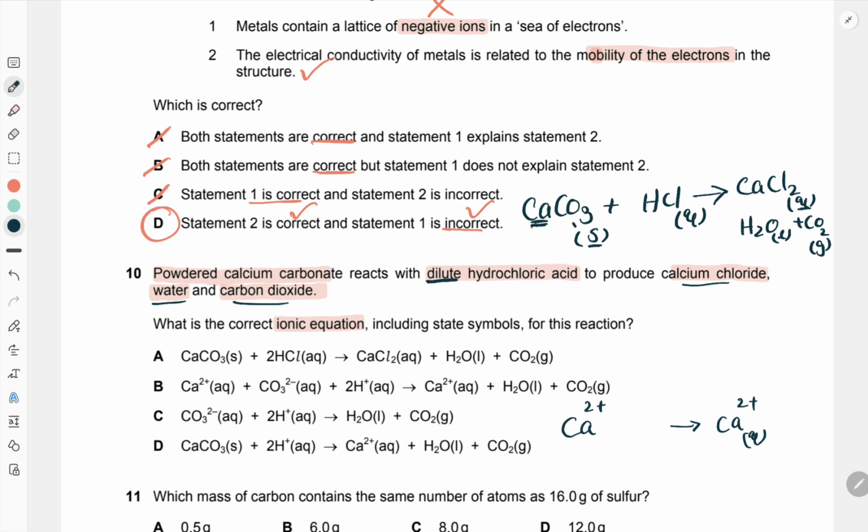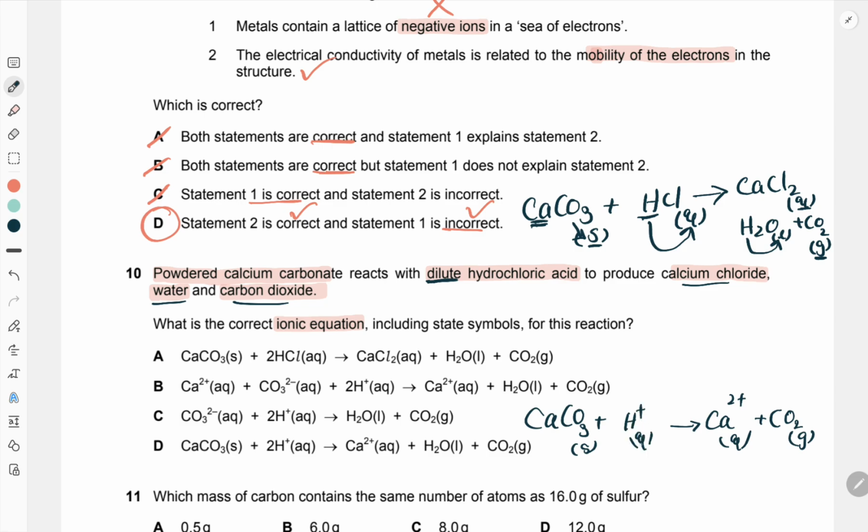Okay, now the carbonate, it is solid before the reaction and it is gas after the reaction. So I can write the full calcium carbonate because the whole thing undergoes a state change. So you can write calcium carbonate solid, and it has changed to Ca2 plus aqueous, and it has changed to CO2 gas, right? Now the other thing which undergoes change is hydrogen. It is aqueous before the reaction and it is liquid after the reaction. So you can write H plus ion.